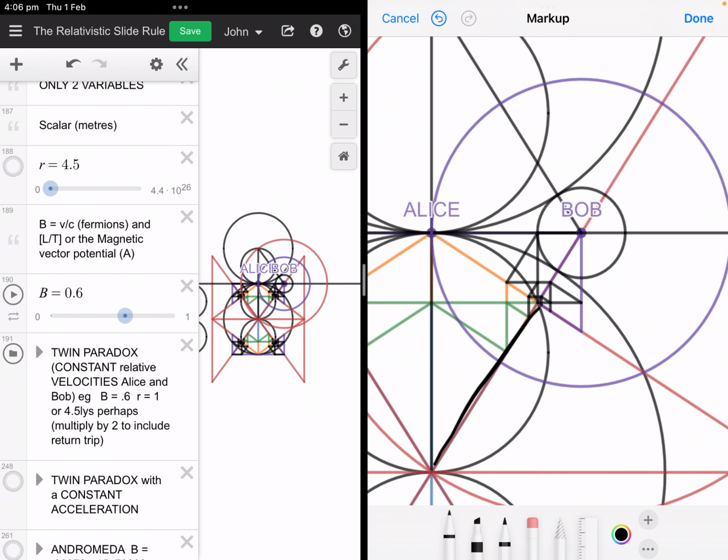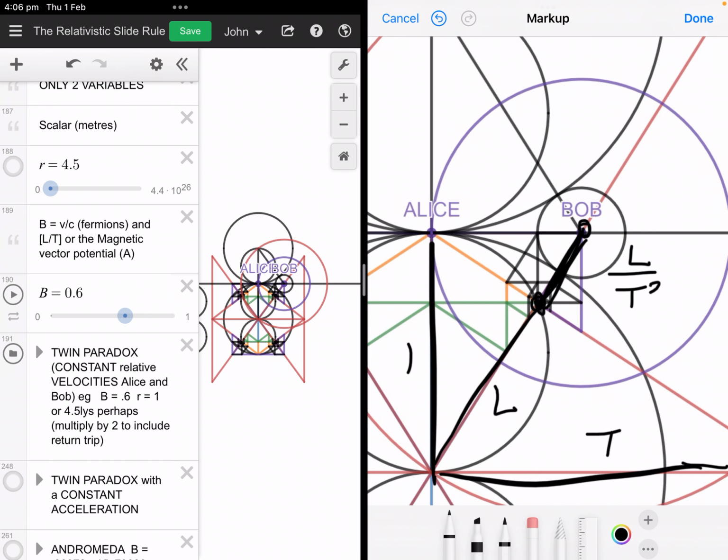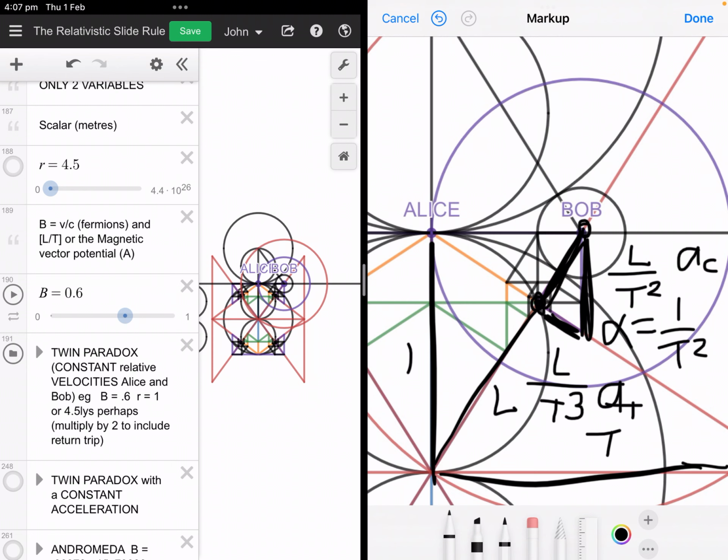So I said that distance is L, that distance is 1, that distance is T. Well, that distance from there to there is actually L over T squared. So that's acceleration, isn't it? And it's actually centripetal acceleration. There's another one here, which is L over T cubed. That's actually tangential acceleration. And then there's this one here, which is actually proper acceleration. And that's usually given as the reason for this virtual gravitational field.